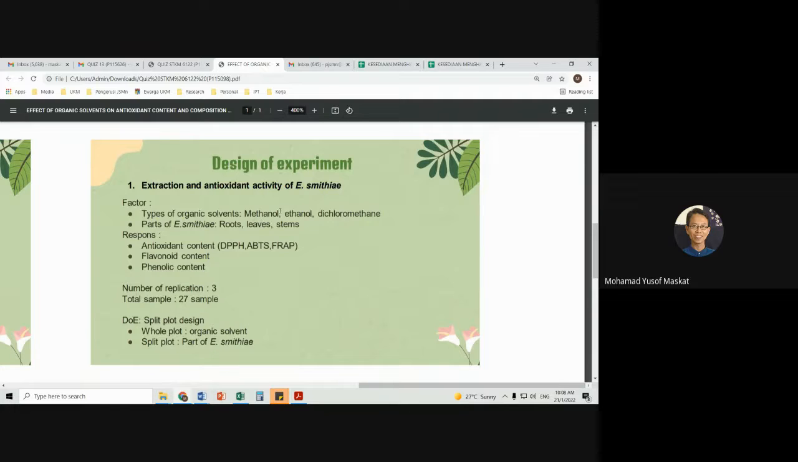Okay, so how many treatments? Each factor has 3 types, so she has 3 times 3, that is 9 treatments. Number of replications, 3 replications. So 9 times 3 equals 27 samples. Okay, so the DOE is split plot design.